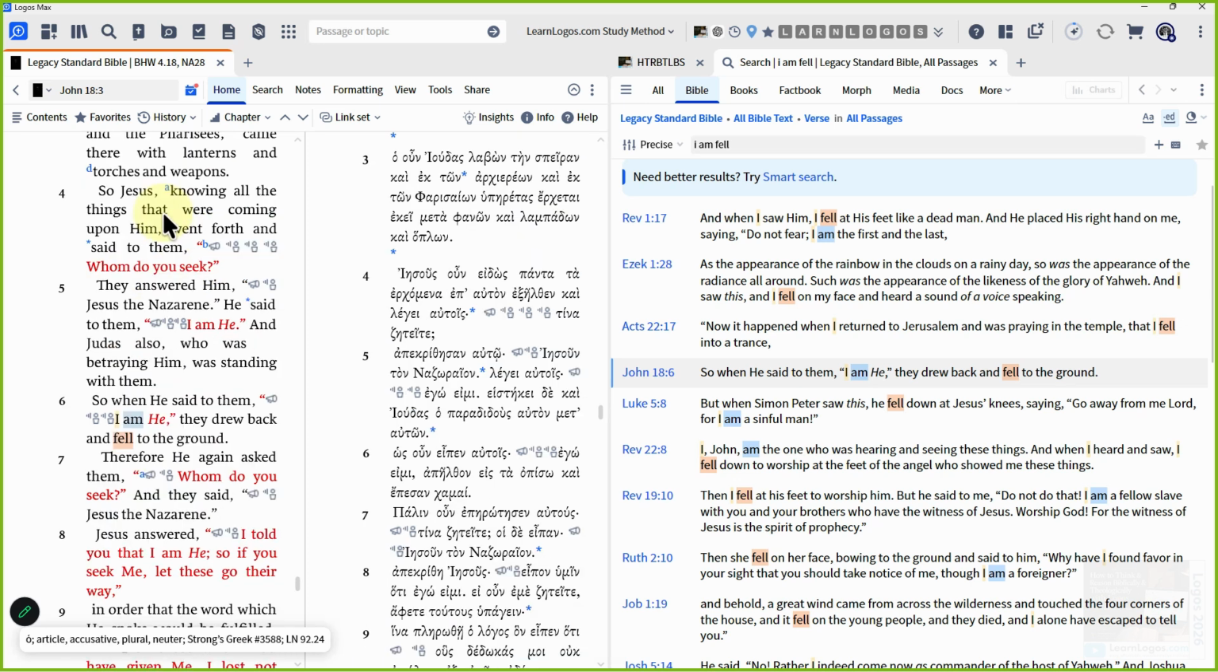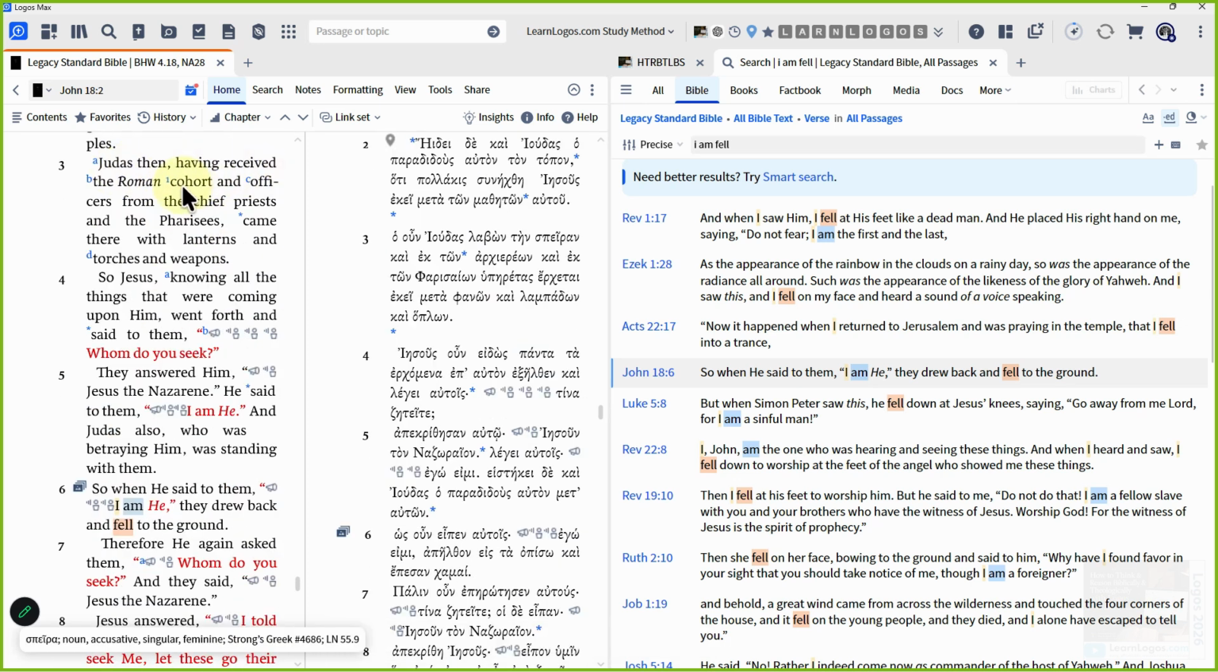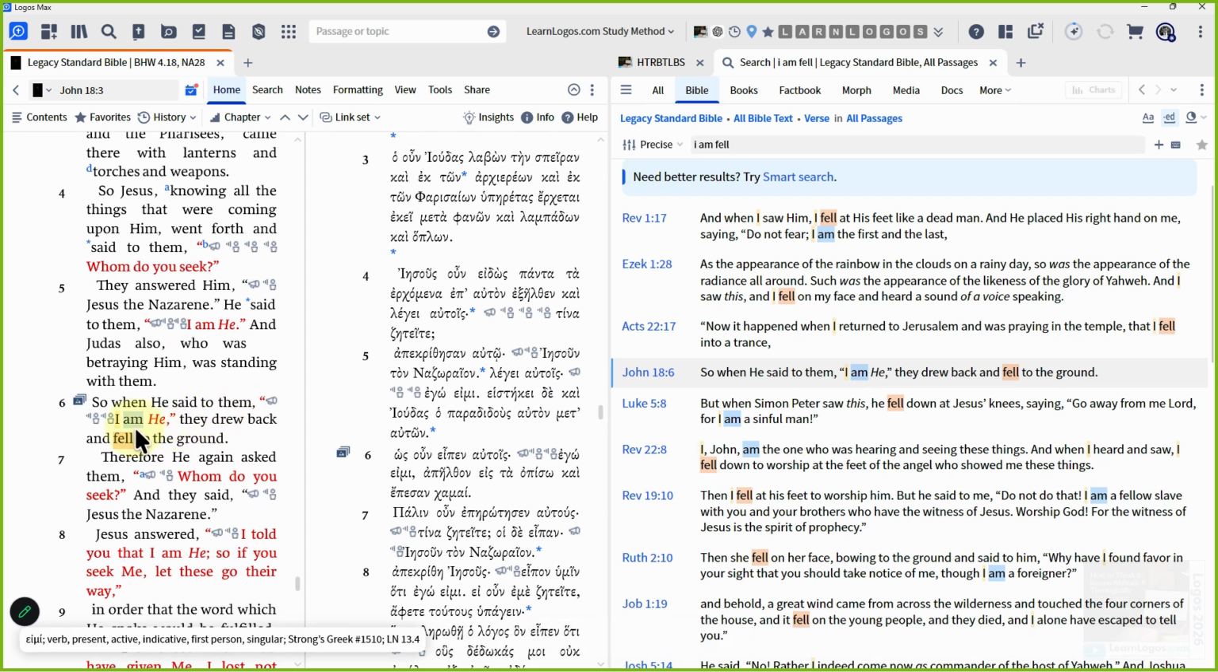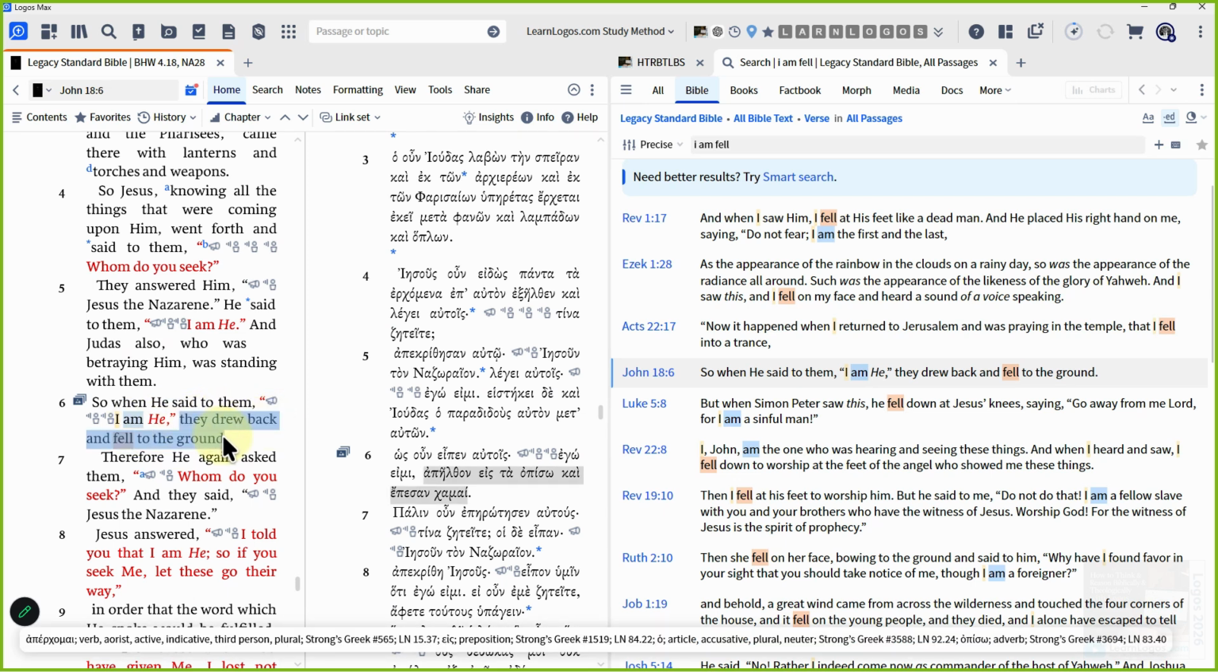You remember, this crowd comes, Judas, having received the Roman cohort and officers from the chief priests and Pharisees, came there with their lanterns and torches and weapons. And Jesus, knowing all things that were coming, basically went forth, so He got in front of this thing. "Whom do you seek?" They answered Him, "Jesus the Nazarene." So He asked who they're looking for. They say Jesus Nazarene. And then Jesus says, "I am He." And Judas also, who was betraying Him, was standing with them. So when He said to them, "I am He," they drew back and fell to the ground.